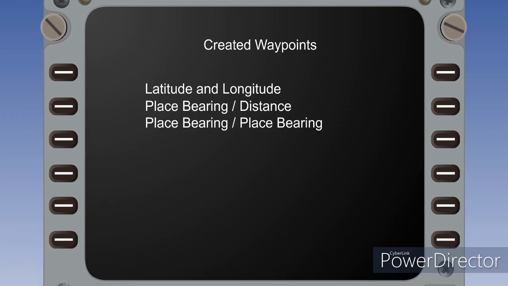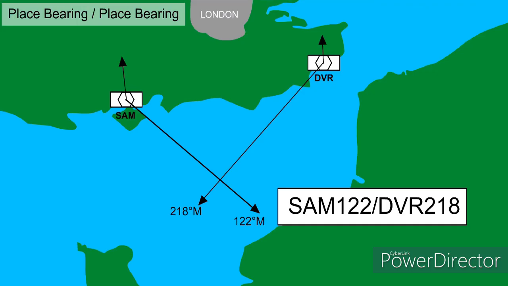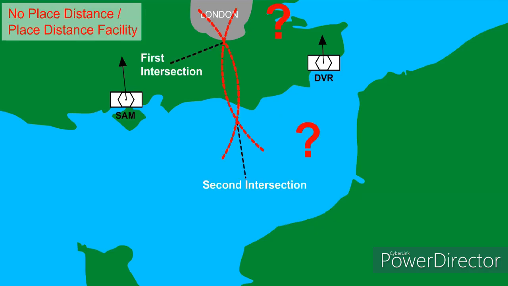There is also place bearing/place bearing. Sierra Alpha Mike 122/Delta Victor Romeo 218 is where the 122 Southampton radial crosses the 218 Dover radial. Note, however, that there is no place distance/place distance facility, as this would result in 2 possible solutions, and the FMC would not know which one to take.